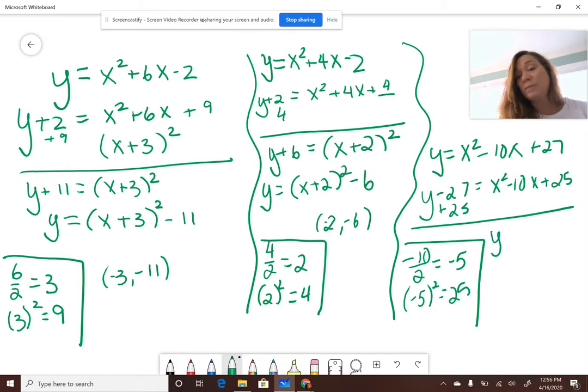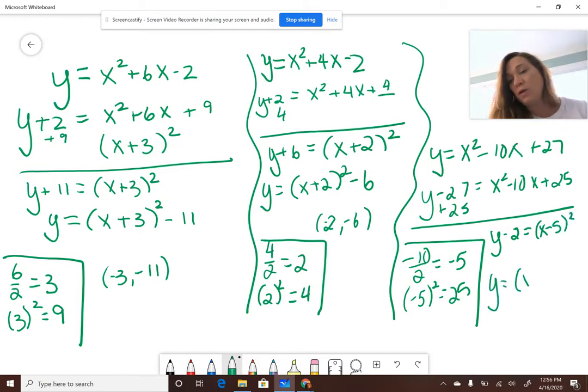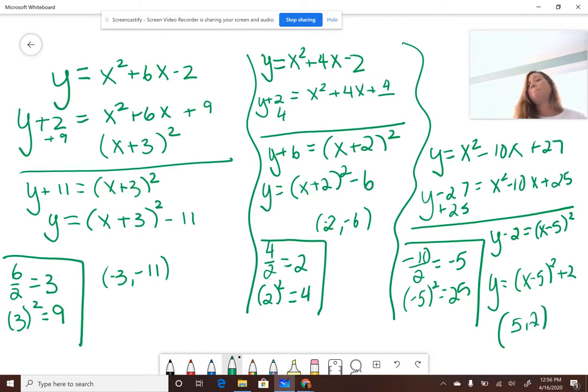Make sure you add it to both sides. So you get y minus 2 is equal to the quantity x minus 5 squared. So y equals the quantity x minus 5 squared plus 2. That gives me the vertex of 5, 2. Okay, so that's the first 3 questions.